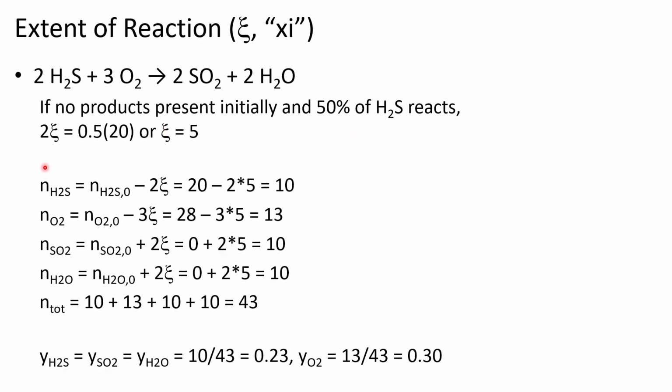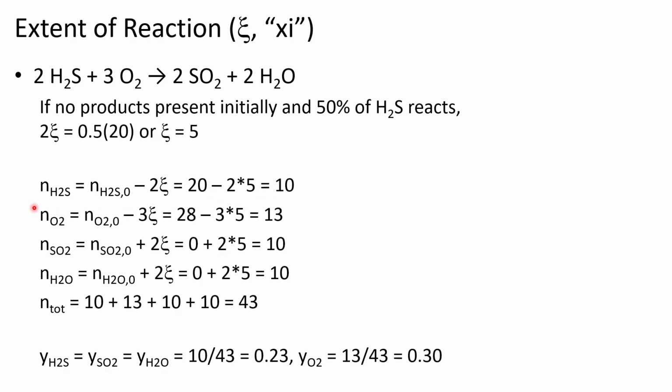We can calculate the number of moles of H2S that exits from the definition of Xi in this equation for the amount that exits the reactor. The amount of H2S that exits is the amount that enters. We'll use a minus because it's a reactant. The stoichiometric coefficient for H2S, which is 2, times the extent of reaction. Plug in the numbers, 20 entered. We subtract off 2 times the extent of reaction, which is 5. 20 minus this product, which is 10, leaves 10.